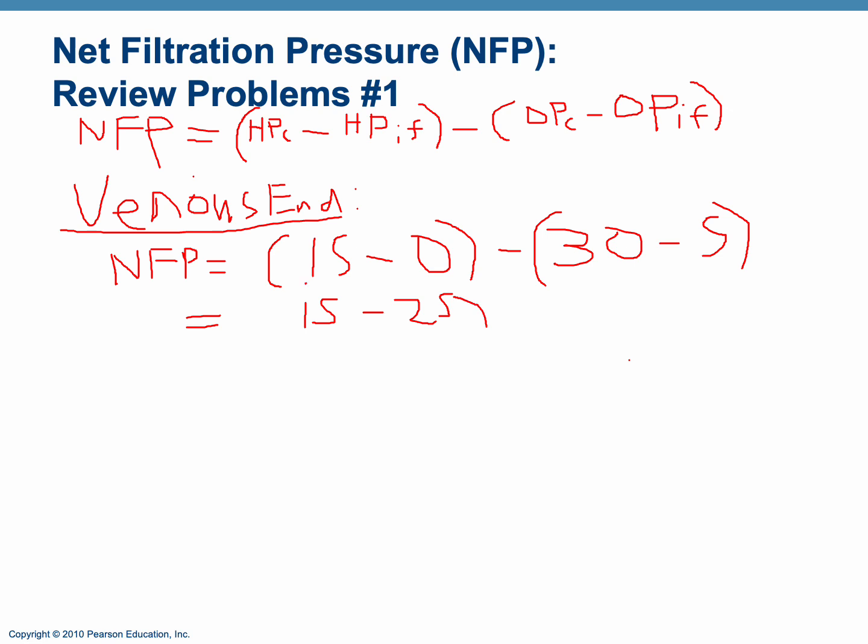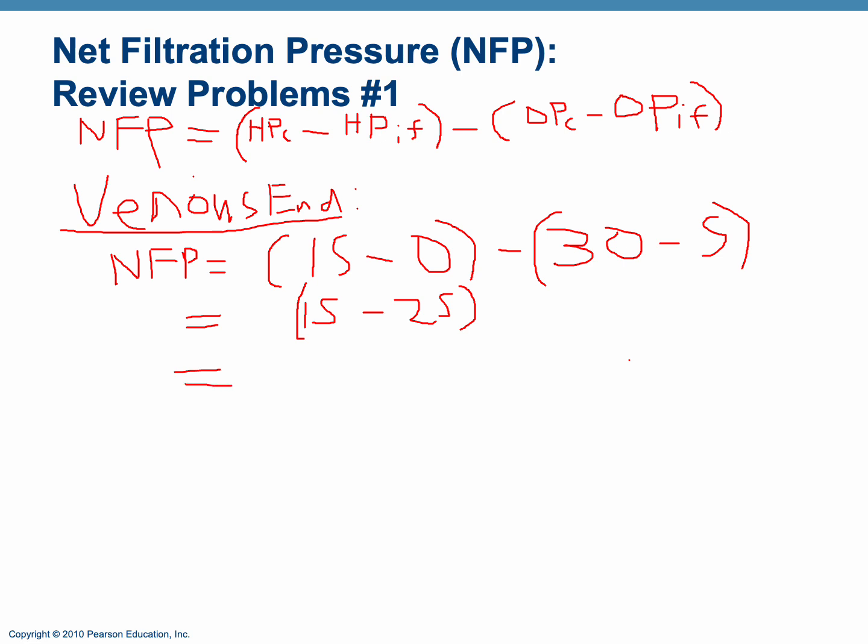And again, you might be wondering, well, how do we get these numbers? Well, 15 is referring to the hydrostatic pressure in the capillary. 0 is referring to the hydrostatic pressure in interstitial fluid. 30 is referring to the colloid osmotic pressure found in the capillary. 5 is referring to the colloid osmotic pressure in interstitial fluid. So again, we have 15 minus 25 here.